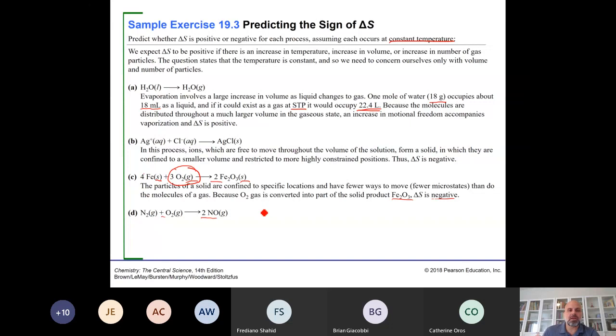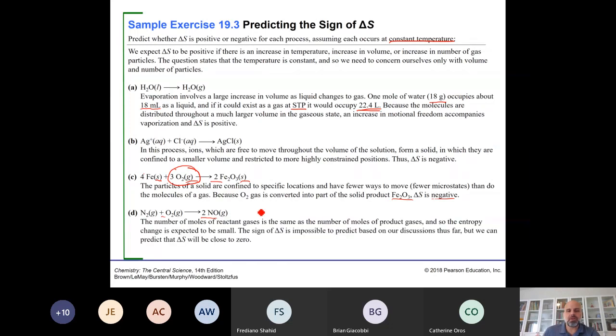We have 1 gas molecule plus a second gas molecule gives us 2 new gas molecules. What's going to happen here? Right, so the number of moles of reactant gases is the same as the number of moles of product gases. So the entropy change is expected to be small. The sign of delta S is impossible to predict based on our discussions thus far, but we can predict that delta S is going to be close to 0.